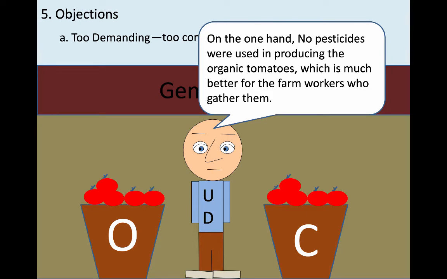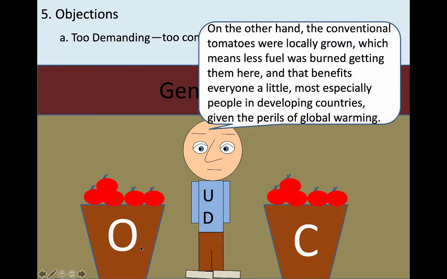He thinks, well, look, I'm going to be a good utilitarian dad, and I want to maximize happiness with this action, with this purchase. So let me think through the consequences of buying one versus buying the other. On the one hand, no pesticides were used in producing the organic ones, which is better for the farm workers, so maybe I should go for the organic. On the other hand, the conventional tomatoes were locally grown, which means less fuel was burned in getting them to me, and that benefits everyone a little, especially people in vulnerable countries like Bangladesh, given the perils of global warming. So maybe I should choose the conventional.